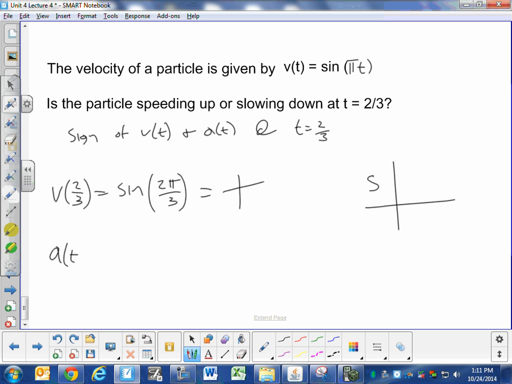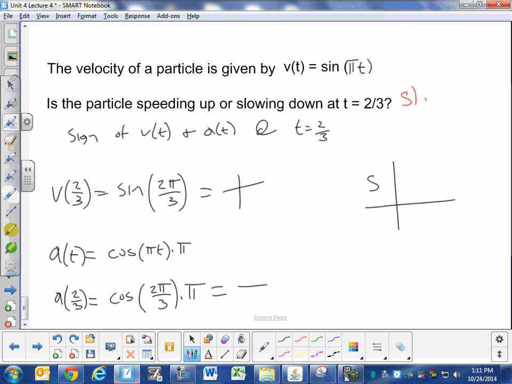To find my acceleration, of course, I have to take the derivative of velocity. So that's cosine of pi t times pi. I then figure out what the acceleration is at 2/3. That's cosine of 2 pi over 3 times pi. Cosine is negative at 2 pi over 3, so that would be negative. That means my particle is slowing down because the signs of velocity and acceleration are opposites.